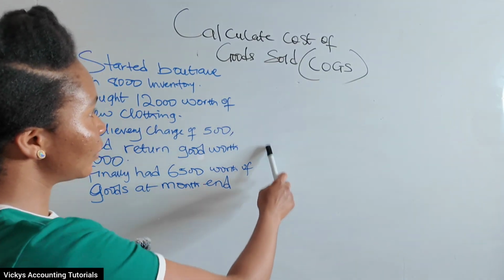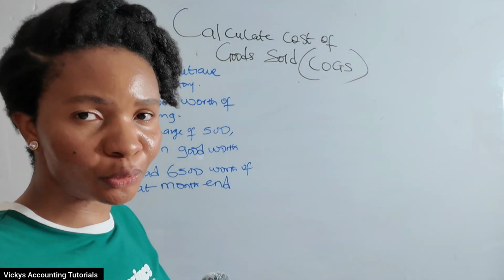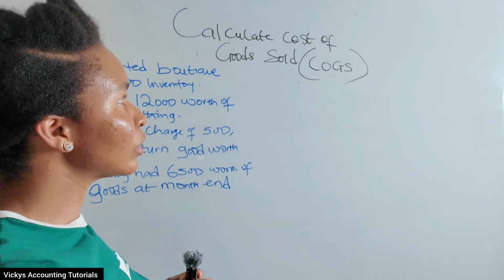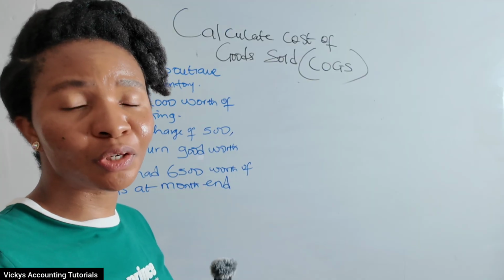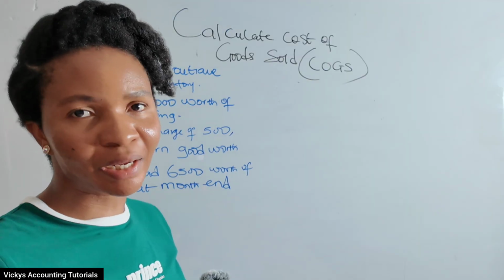So I've written out the question we're going to be solving, right? By the end of today's video, you should be able to know how to calculate cost of goods sold. All right. Cost of goods sold is simply the cost of the goods that you sold to your customers. What does it cost me to sell these goods to my customers?